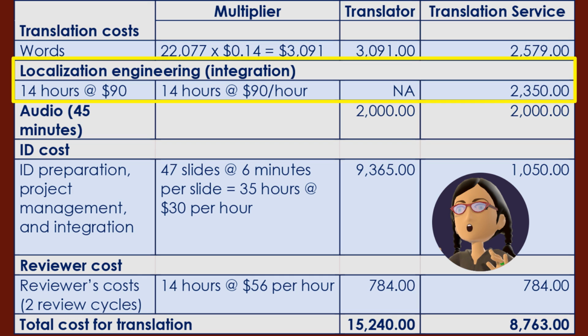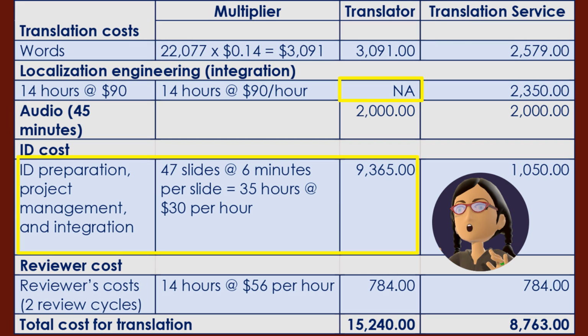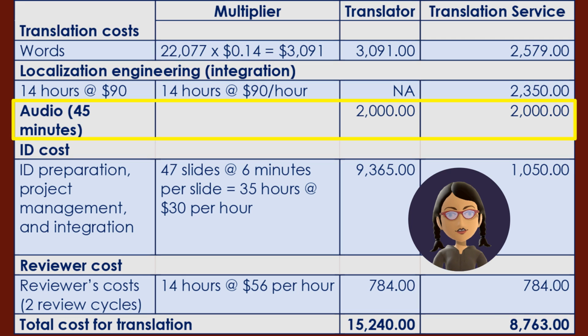Next, let's look at localization engineering. Localization engineering refers to the process performed when the text is extracted, translated, reviewed, and re-imported using the TMS. This does not apply to a translator, since the ID or technical writer does this work, so there is no cost. This cost is $2,350.